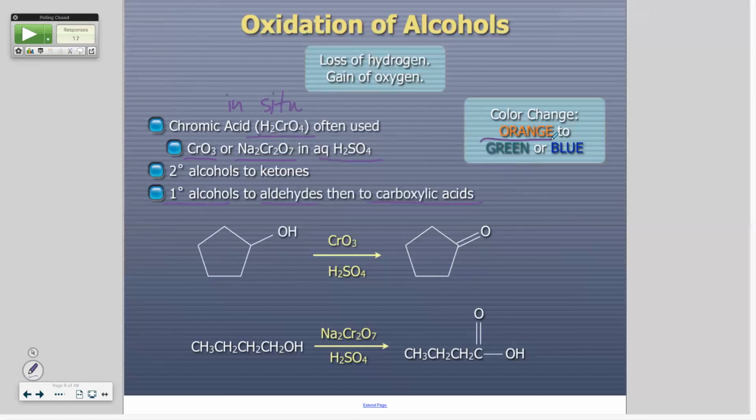All right, so here we have a secondary alcohol. The reagents are going to be CrO3 and H2SO4, and look what we made: a ketone. Here's a primary alcohol; we made a carboxylic acid. I want you to notice that there's the same number of carbons in the starting materials and the products. We do not add a carbon. All we're doing is pulling away hydrogen.